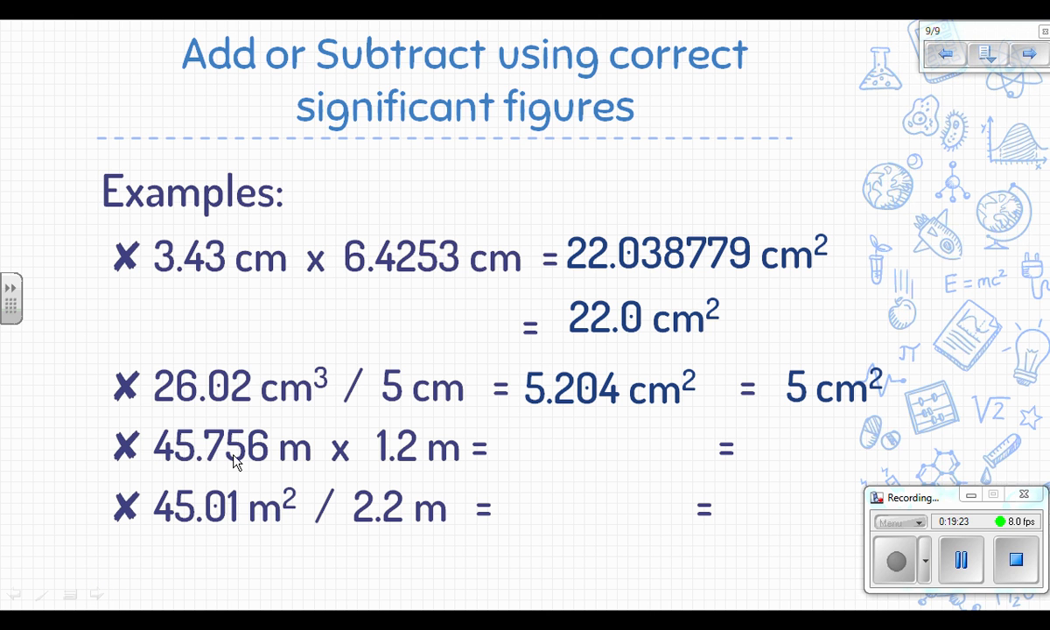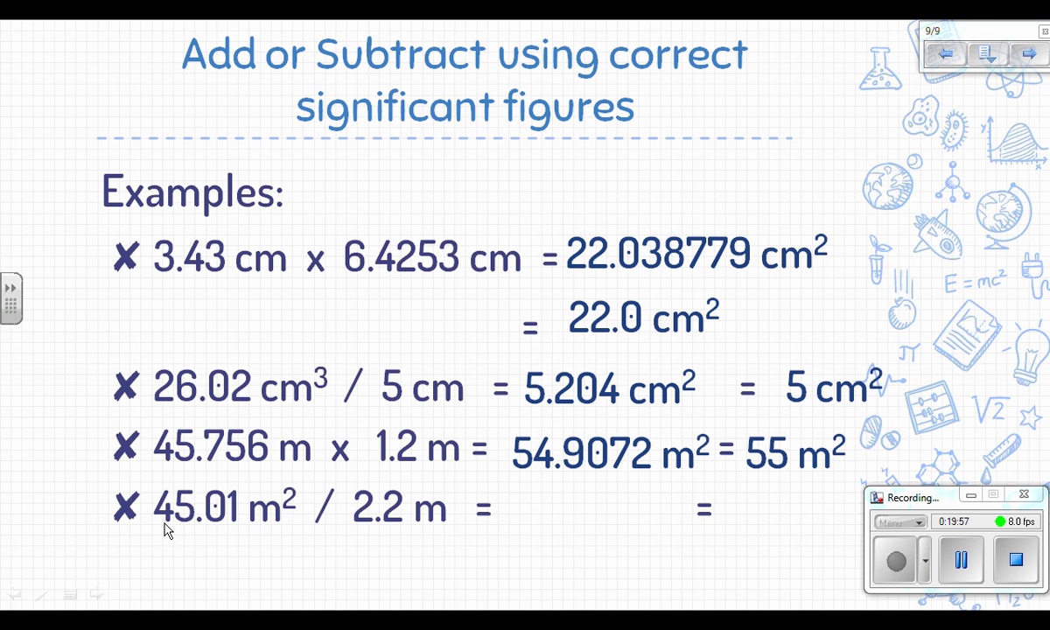We then have 45.756, and we multiply it by 1.2. Our first number has 5 in it. Our second number has 2 in it. So our overall answer can only have 2 in it. So when we have 54.9072, I get to keep the 54, but then I've got to look at the next digit. It's a 9. Since it's equal to or greater than 5, it's going to cause my 4 to round up. Since it's going to round up, that will make this 55 meters squared.